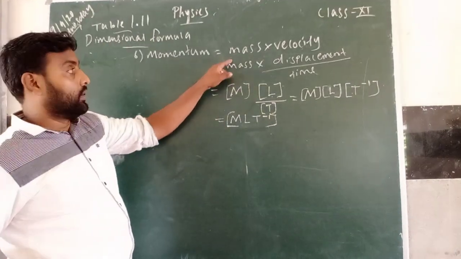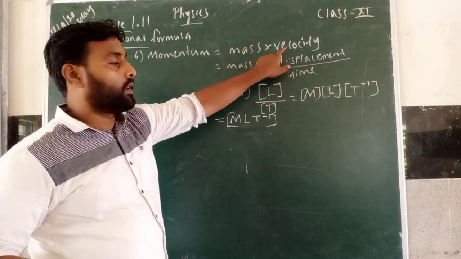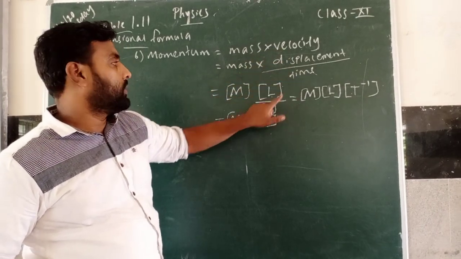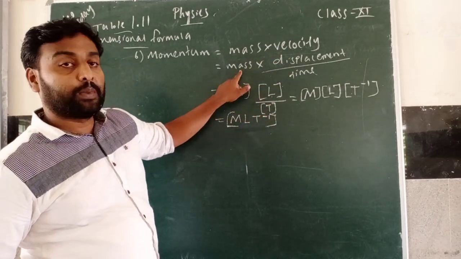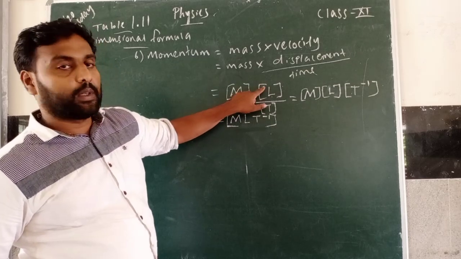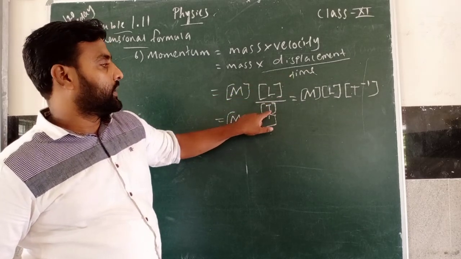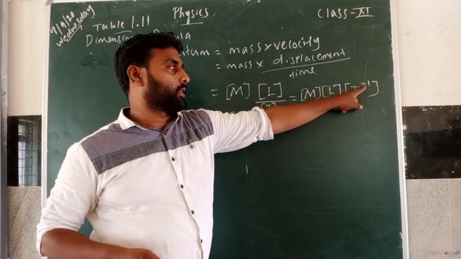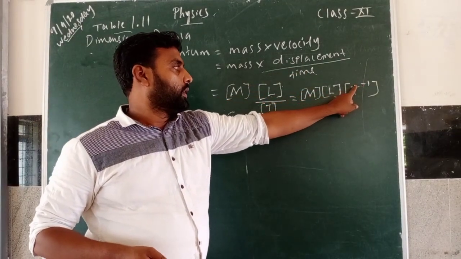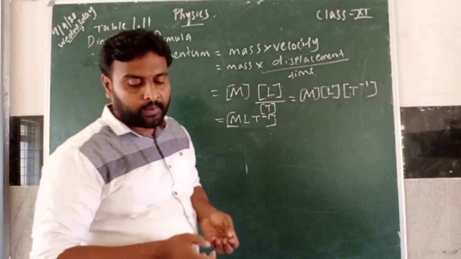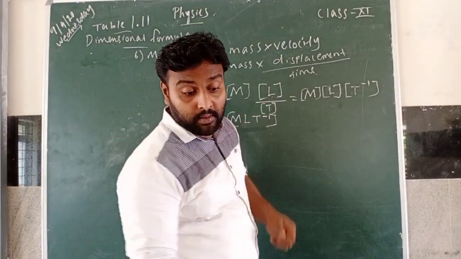Next one is what? So understand mass into velocity. Write the expression for velocity. So displacement by time. Now what? Mass means M. Displacement means L. Then time means what? T. Take this T upside, so T power minus 1. So write it in single bracket. So next one is force.